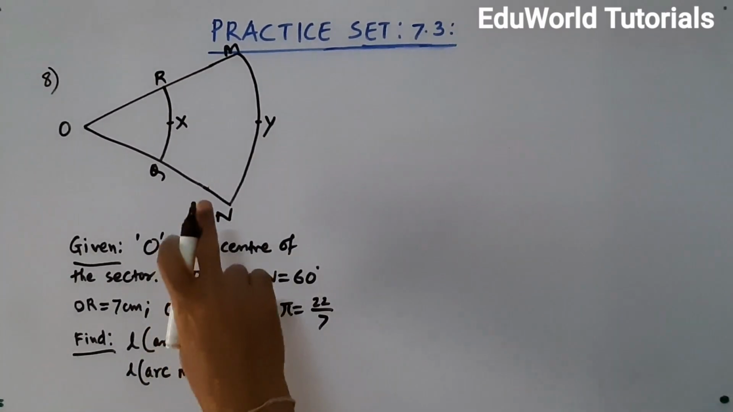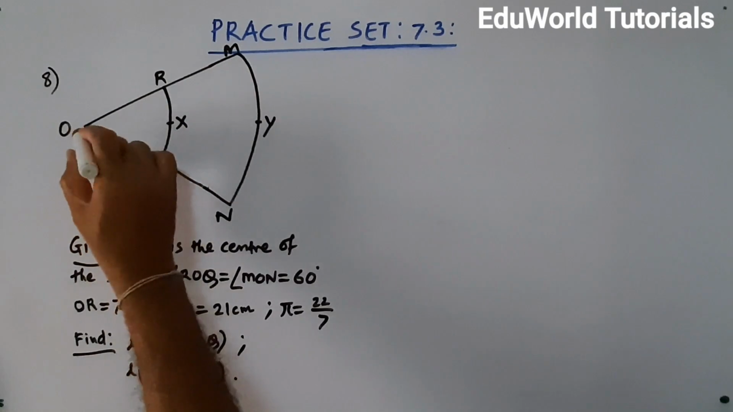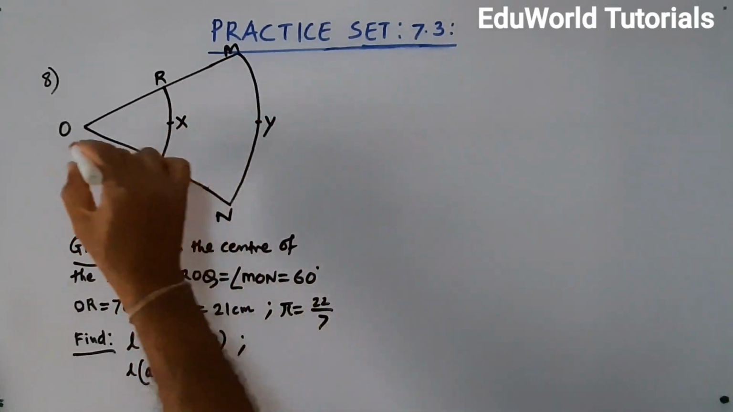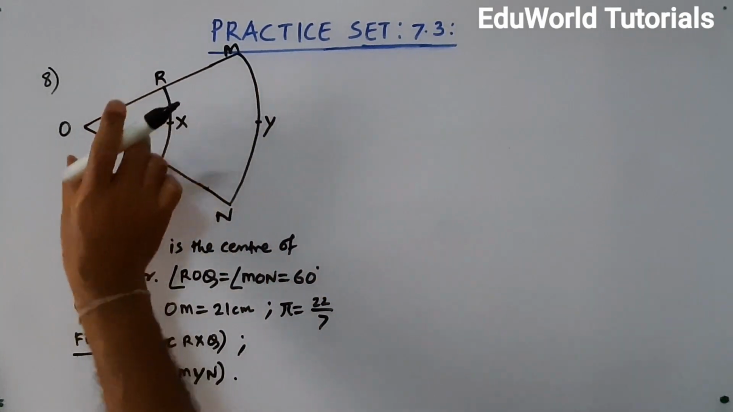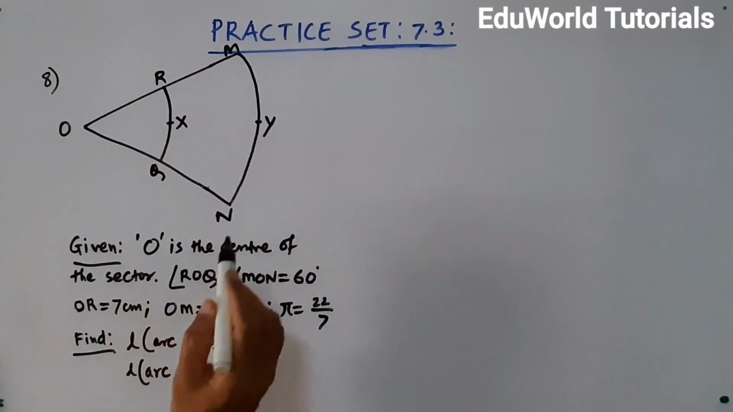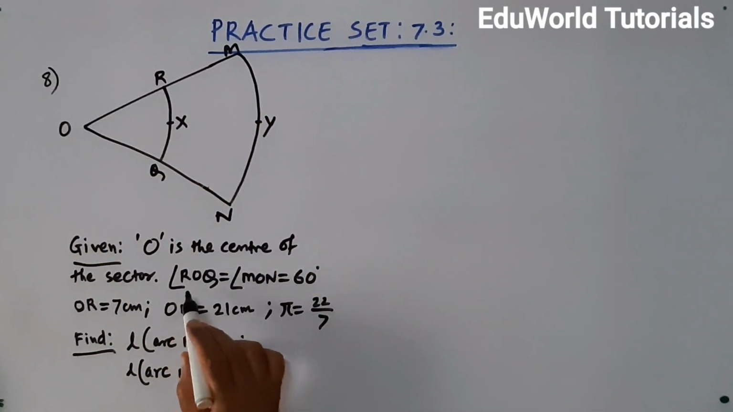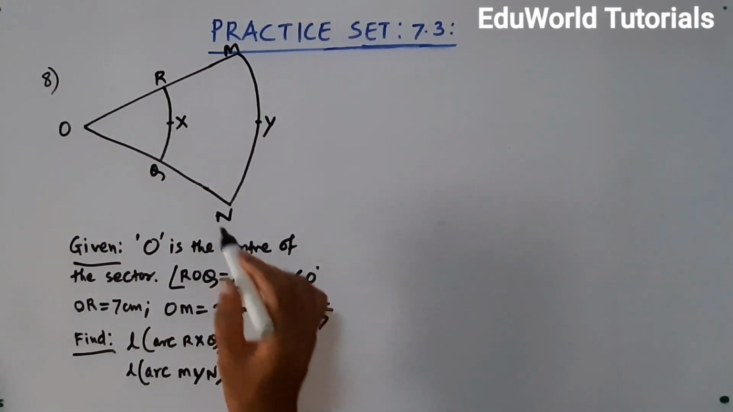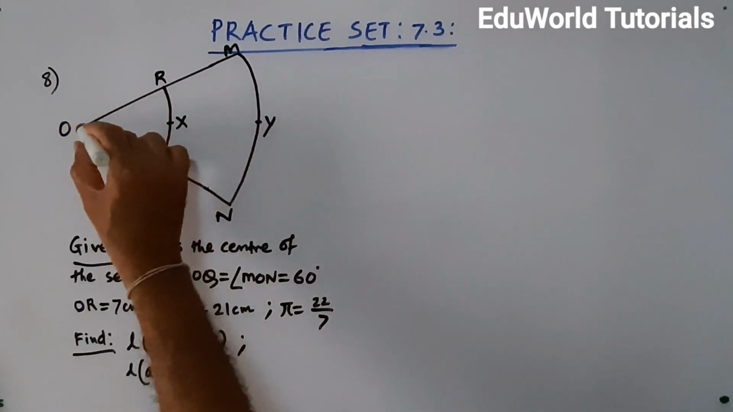Students, this is sum number 8. In the 8th sum, they have said that O is the center of the sector. You are seeing the sector. Within the big sector, there lies another small sector. But O is the center of both the sectors. Angle ROQ equal to angle MON equal to 60 degree. Which is angle ROQ? ROQ is this angle.